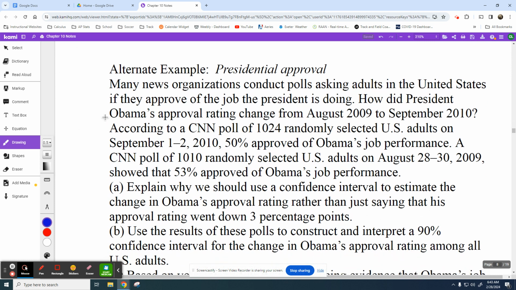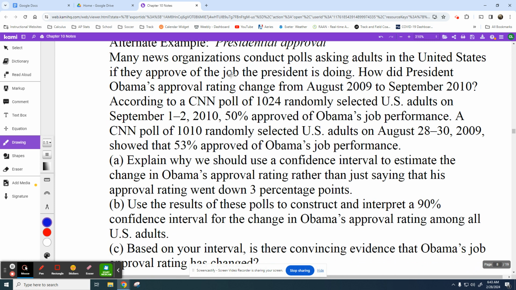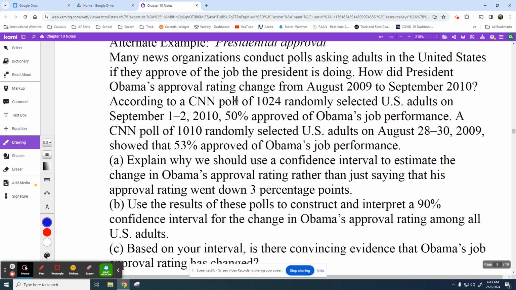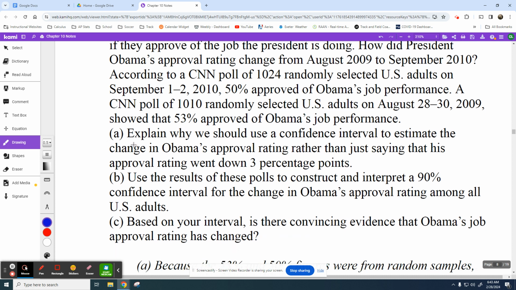So here's your alternate example. I'll walk through it real quick, but it's all typed out for you guys, so you don't have to worry about me writing it and taking forever. It's an old one. Remember, this book's old, so it's back when Obama was running for president, and so we've got different approval ratings.